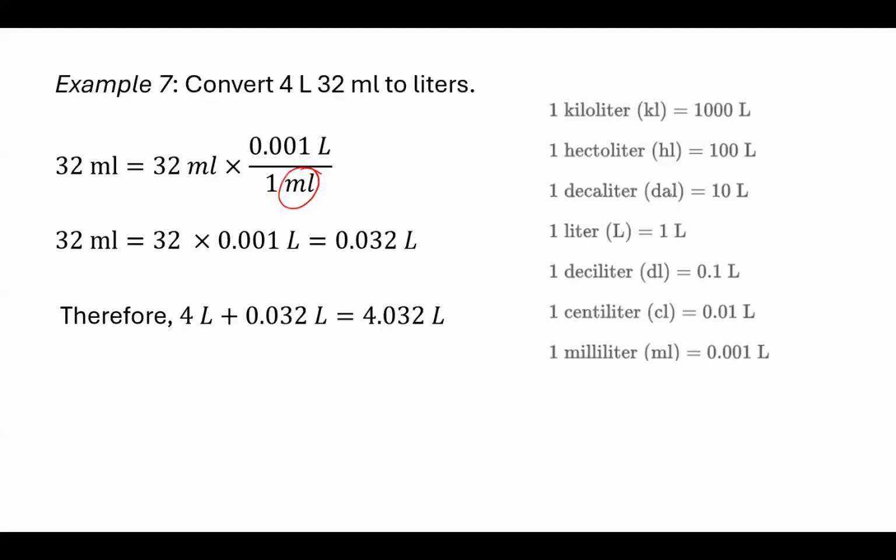This time I want to cancel those milliliters, so I put the milliliters on the bottom so that this cancels with this, and I put the liters on top. Because the liters are on top, you put 0.001 on the top, and you multiply 32 times 0.001, which becomes 0.032. That is in liters. But since I had 4 liters initially, I add those 4 liters, so my final answer is 4.032 liters.